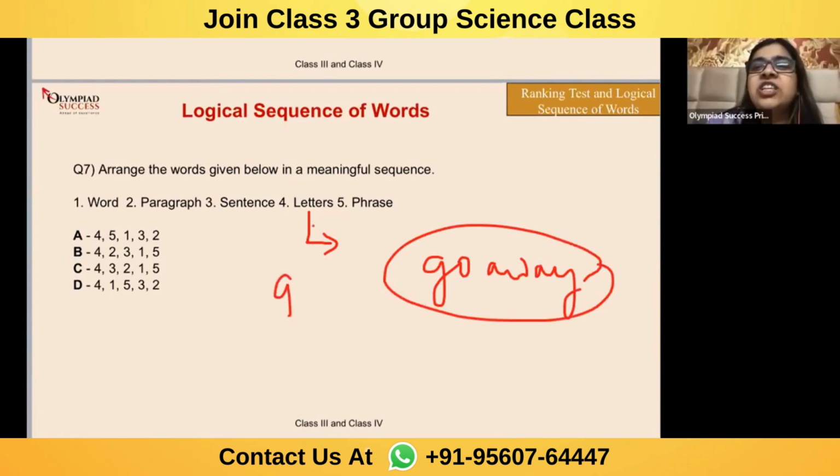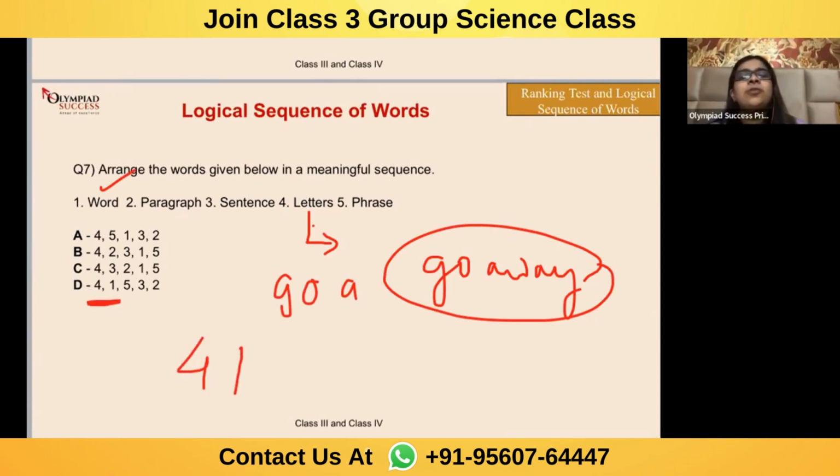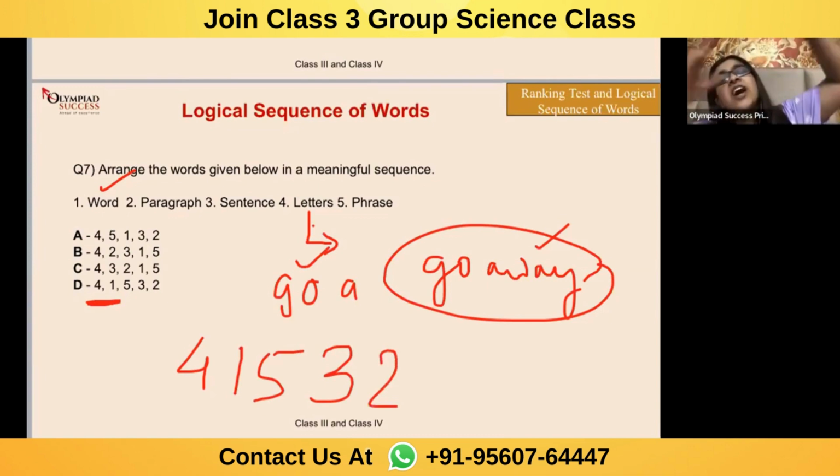So letters like G, O, A together make a word, correct, Vyana? Letters make words, and the moment you realize this, 4 and 1 is the only option. So that is the answer. But words like go and away together make a phrase. Go away can be written as a sentence, like she told me to go away. So that is a sentence. And sentences together make a paragraph. Like you will tell the entire story, Vyana. She told me to go away because of this, this, this. Okay, so that becomes a paragraph. Fine? So that's the order.